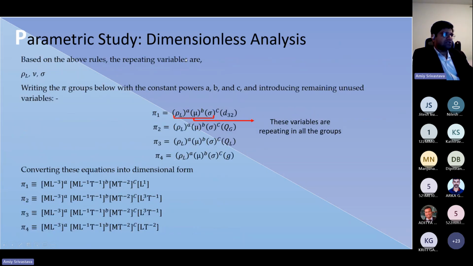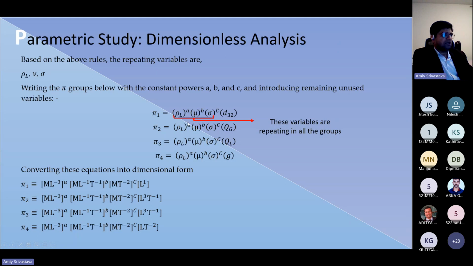So based on the above rules, I decided that I will take these three repeating variables. Oh, this is basically new. It is not new, it is new. There is a mistake over here, a printing mistake, typo. And then writing the pi group. So this is how we wrote the pi group.